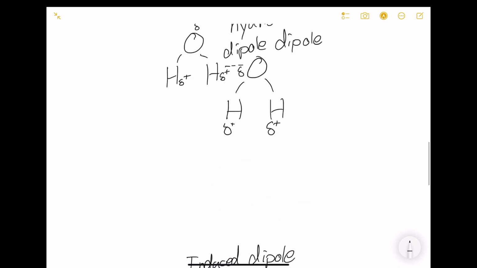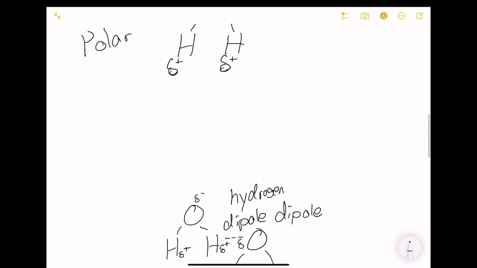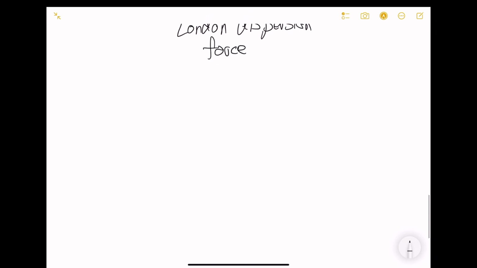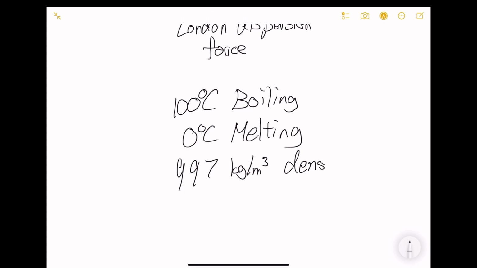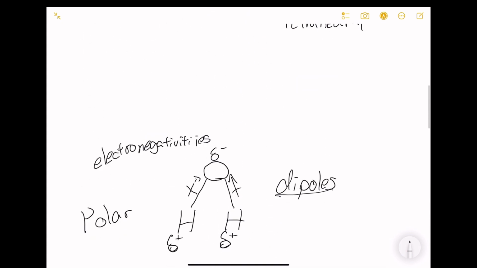All of these contribute to the properties of water, which are the 100 degrees Celsius boiling point, 0 degrees Celsius melting point, and 997 kilograms per meter cubed density. These life-sustaining properties are because of the intermolecular bonding that is taking place.